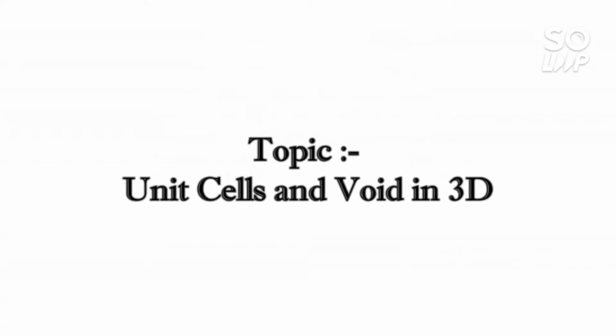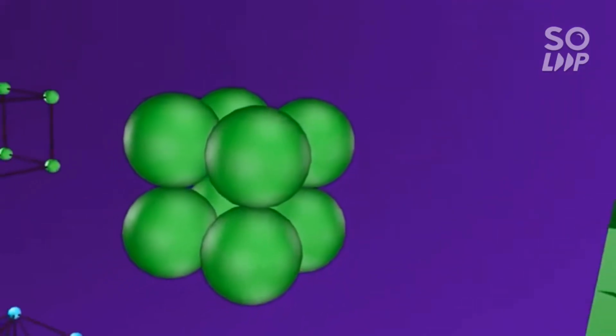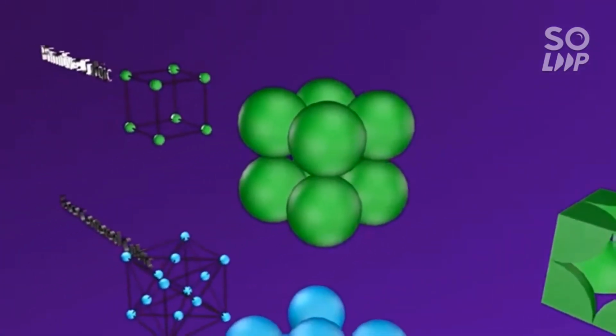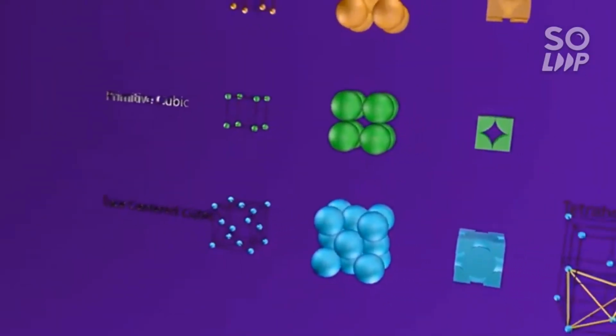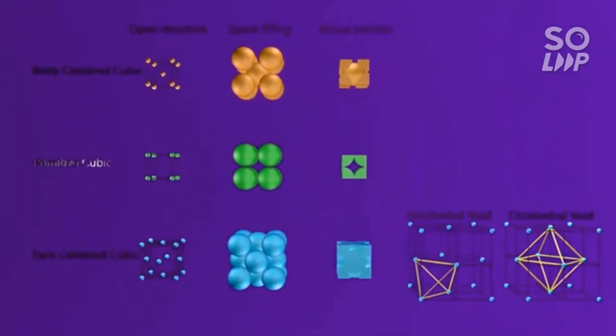Hello all, we are the students of St. Bede's Academy, here with our Chemistry Art Integrated project on unit cell and void cell. There are three types of unit cell: primitive unit cell, body-centered cubic unit cell, and face-centered cubic unit cell. And there are two types of void cells: tetrahedral voids and octahedral voids. So now let's get started with primitive unit cell.